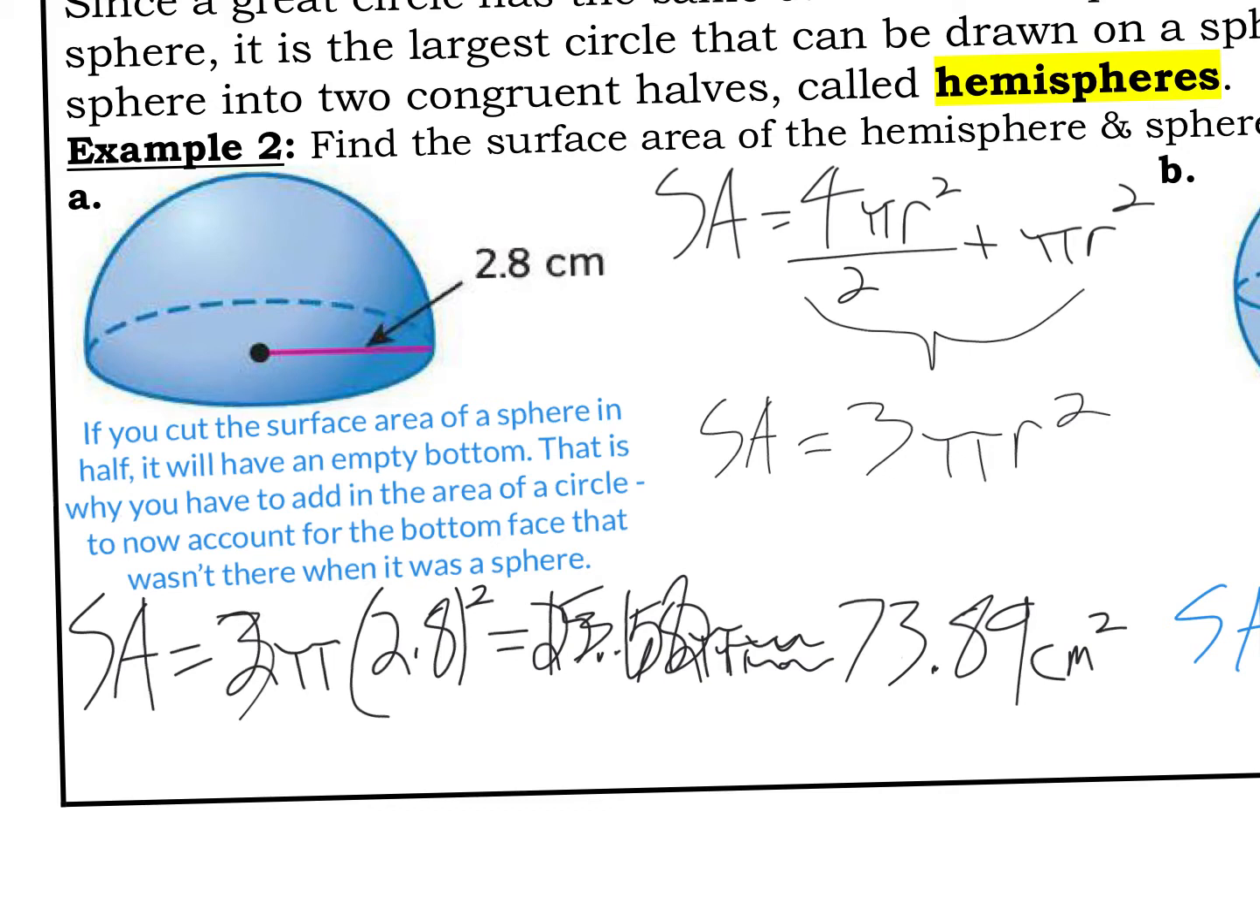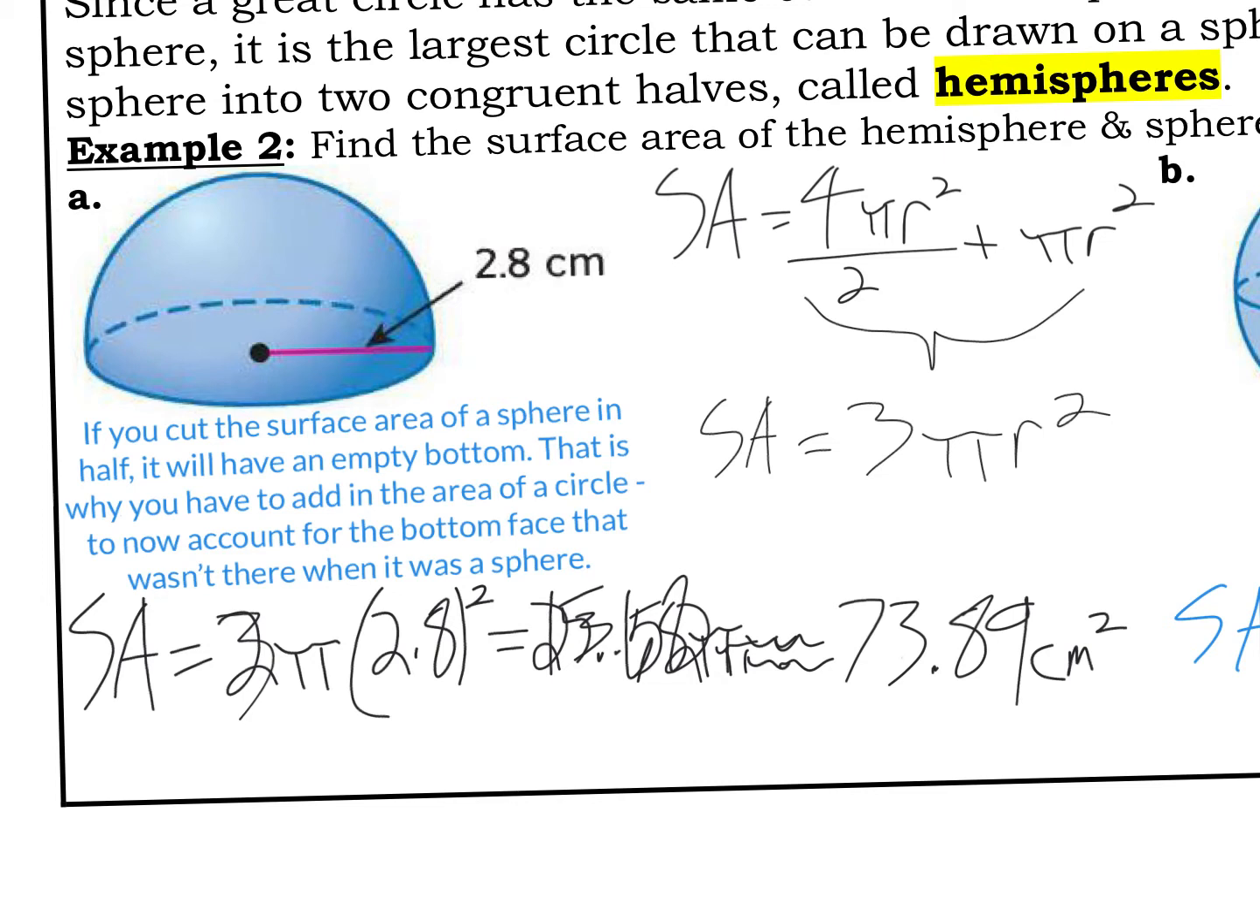And so when you cut a sphere in half, yeah, you would divide it by 2. But now you have a bottom circle, like a bottom surface, that you didn't have before when it was a whole sphere. So because you have a bottom surface, you have to add in the area of a circle, which is just pi r squared. So you're cutting this in half. This would make 2 pi r squared, and then you're adding in the area of that bottom now, which is pi r squared, and that makes 3 pi r squared. Okay, so hopefully that makes sense.